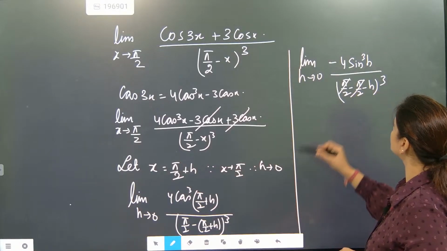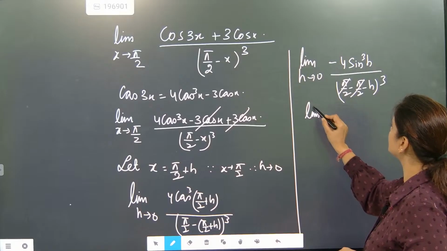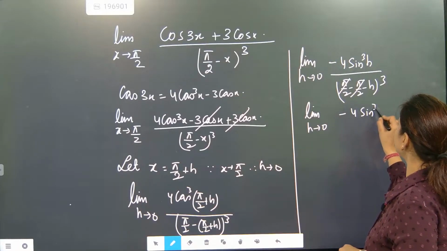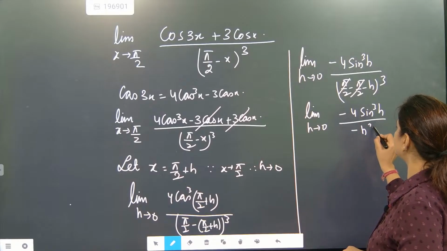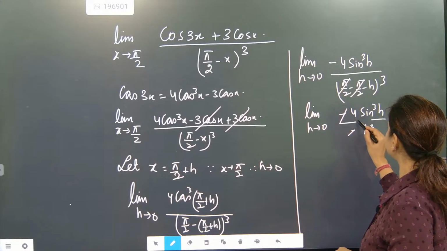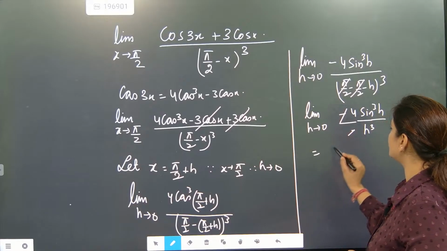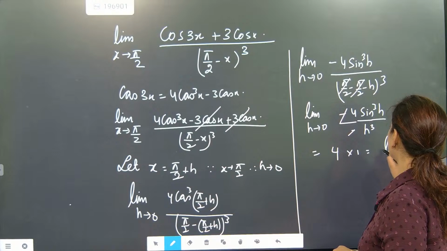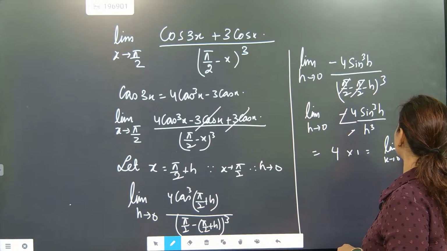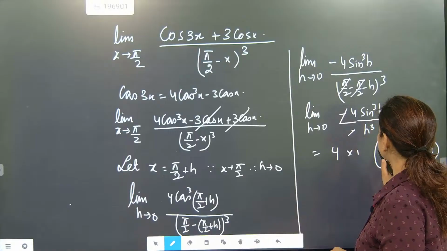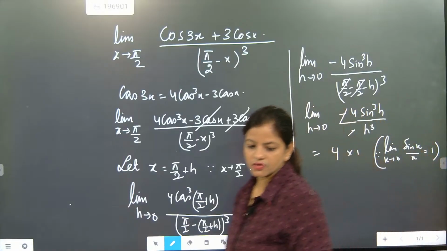So this and this also cancel. So now limit h tends to 0 of minus 4 sine cube h by minus h cube. This and this cancel. So sine h cube by h cube will become 1, into 4. Since we know that limit x tends to 0, sine of x by x equals 1. This is the most important thing we are solving and writing.